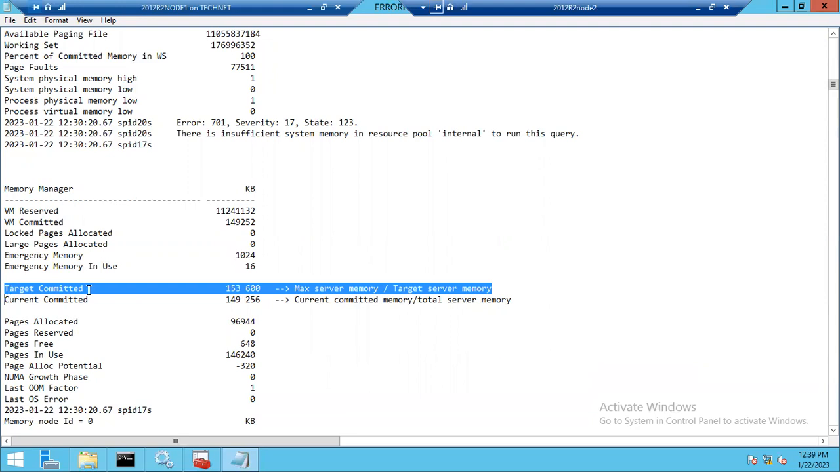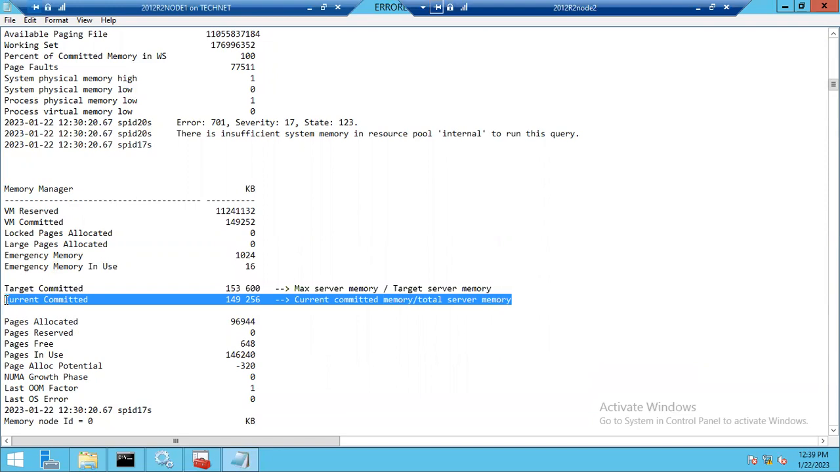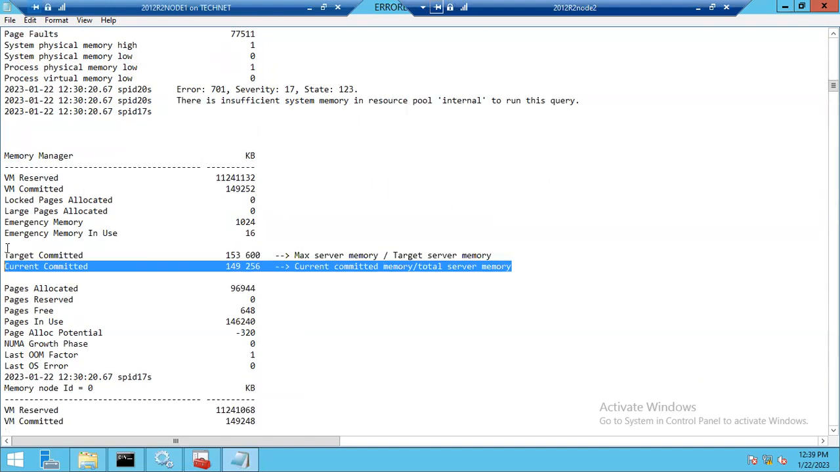Target committed is, at a high level, how much max SQL Server can go and commit. Current committed is how much SQL Server has currently committed. These are the two important things. For example, if the target committed is 10 gigs, then SQL Server can grow up to 10 GB and commit up to 10 GB of memory.